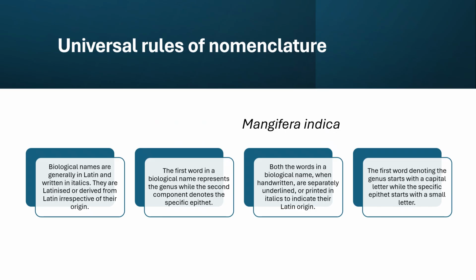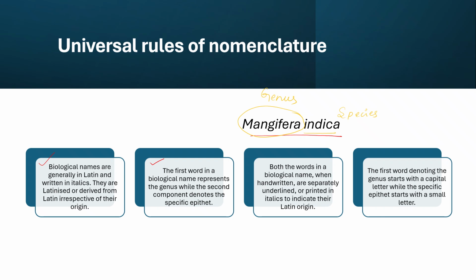Let's see the universal rules of nomenclature. First one, biological names are generally in Latin and written in italics. They are Latinized or derived from Latin irrespective of their origin. So a biological name is always written in italics. Second one, the first word in a biological name represents the genus. Mangifera is a genus, while indica is a specific epithet or species. So the first word represents the genus, while the second component denotes the specific epithet.